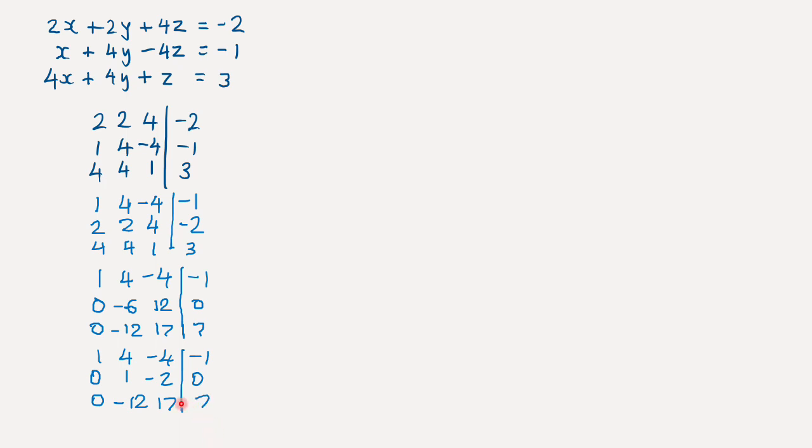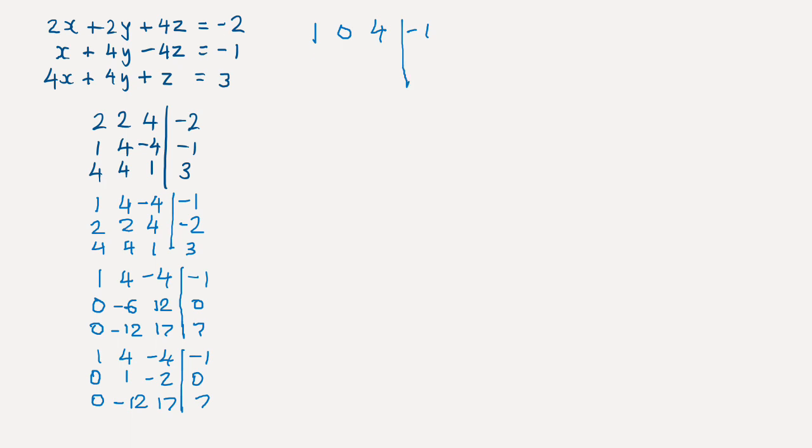Okay, next step, we want a 0 here, so if we subtract 4 times the second row, we can get a 0 here, and we also want a 0 here in the third row, so if we add 12 times the second row, we'll be able to get a 0 there. So let's see, so first row we're subtracting 4 times the second row, so we'll get 1 and then 0, and then we've got minus 4 minus 4 times minus 2, so we've got minus 4 plus 8, so we'll have plus 4. And then we've got minus 1 minus 4 times 0, so we'll get minus 1 here.